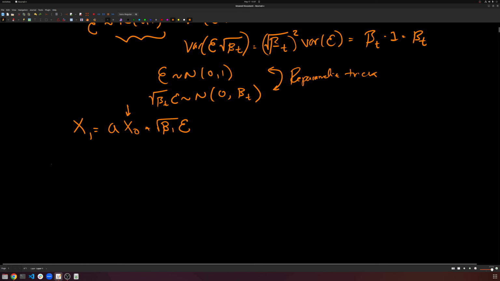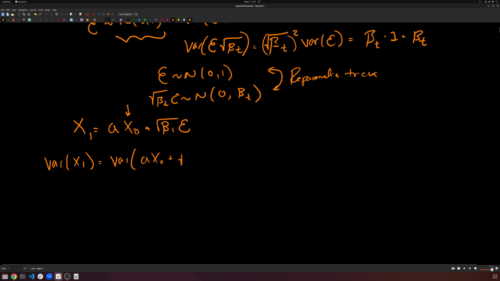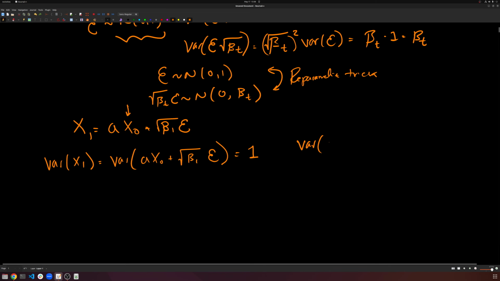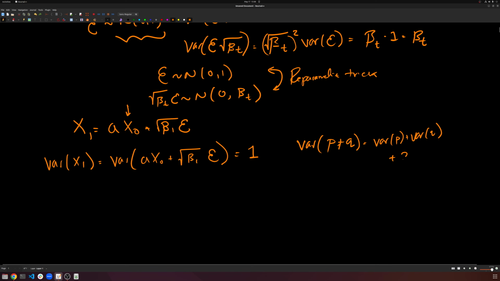The variance of x1, which is equal to the variance of all this stuff on the inside, a x0 plus square root beta 1 epsilon. We want this to equal 1. So let's just solve for a. It's just a simple equation. If you remember, this is the variance of something plus something. So if you have the variance of, let's say, p plus q, that's the same as the variance of p plus the variance of q plus 2 times the covariance of p and q, right?